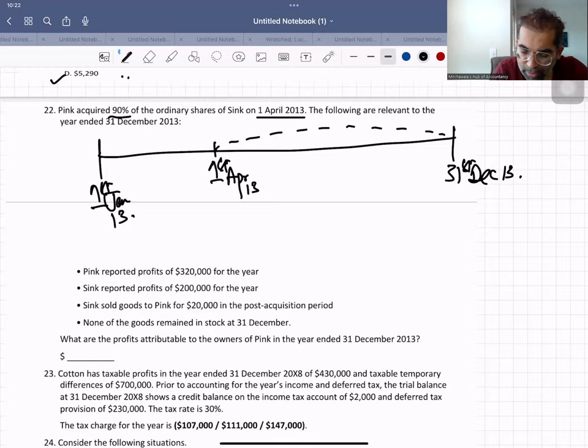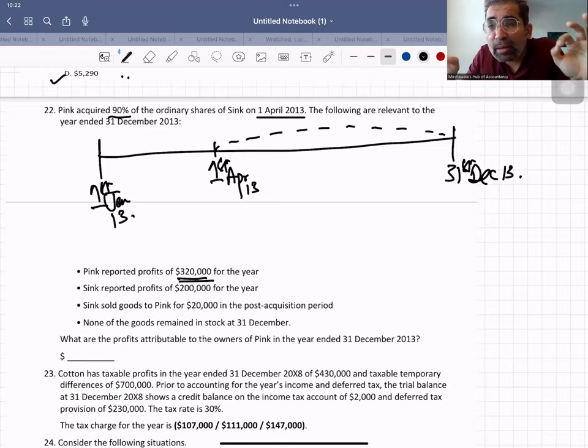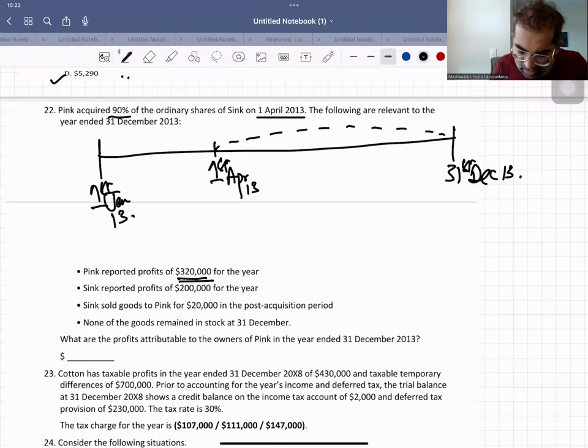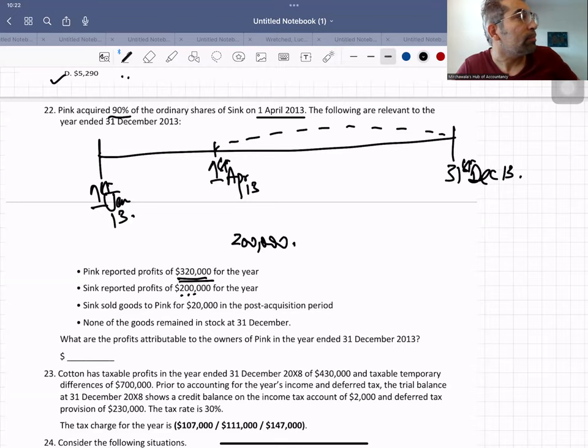Now, this is a little technical. Pink reported profits of 320,000 for the year. Now use your brain. Parent company is ours, 100% ours. So parent company's profit will be taken 100%, right? For the group purpose, if you want group profit, parent company is 100% ours. Now, Sync reported profits of 200,000 for the year. S company has a profit of 200,000 for the complete 12 months.